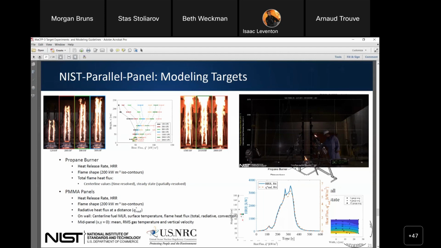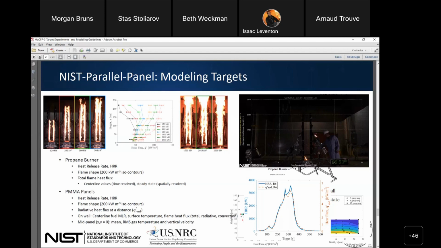For the parallel panels themselves, the PMMA when that's burning, we have a series of different measurement targets that we'd like you to reproduce if you're a modeling contributor. Total heat release rate as a function of time, as you see in the figure at the bottom right, that's plotted on the left axis, and flame shape profiles, as you see in the images there, as well as radiation heat transfer at a distance, which on the bottom image you can see mirrors the rise and fall of measured total heat release rate just on the opposite axis.